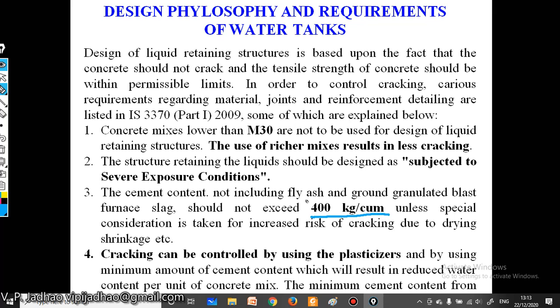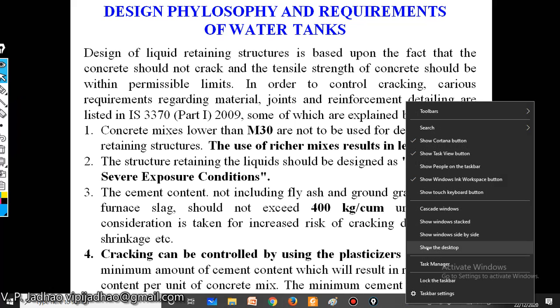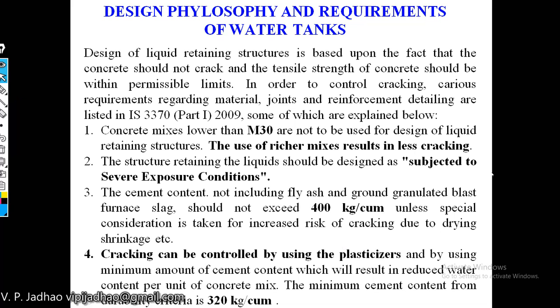Why is this limit there? Because if we use more cement in the concrete, more heat of hydration will be developed, and this will result in more cracking or an increase in the width of cracks. The width of cracking can be controlled by using plasticizers. Whereas the minimum cement content for water retaining or liquid retaining structures should be 320 kg per cubic meter.